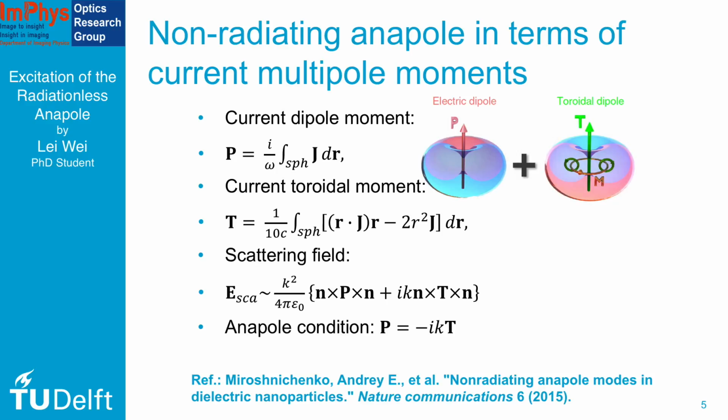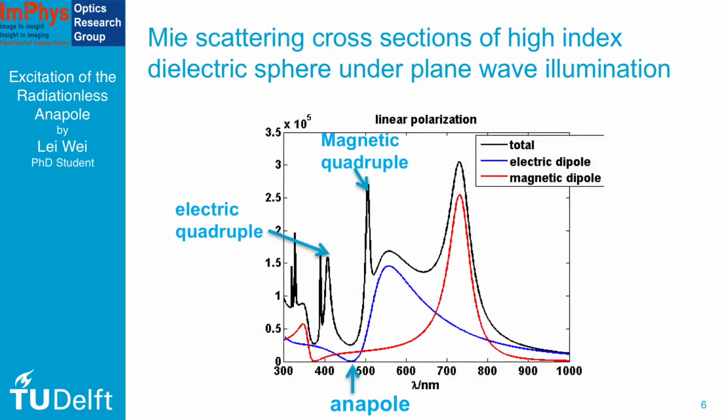Anapole is one of such non-radiating current sources, formed by the destructive interference of a current dipole moment and a toroidal moment. This can happen, for instance, to the scattering electric dipole moment of a high-index dielectric nanoparticle like silicon. However, under plane-wave illumination, many other modes like magnetic dipole, electric and magnetic quadrupole are excited at the same time, making it impossible to observe the non-radiating property.